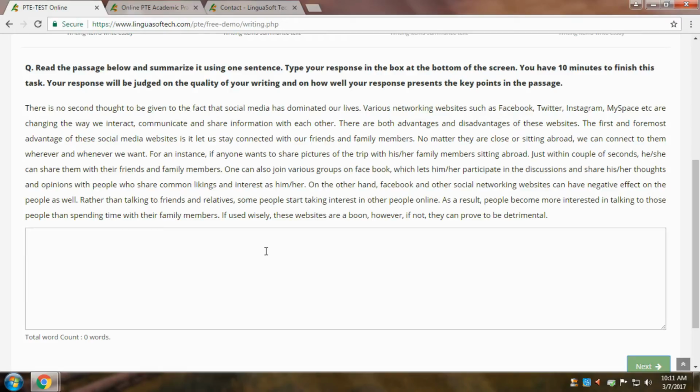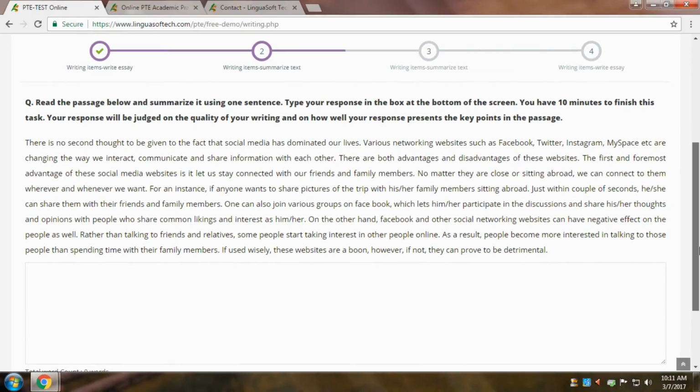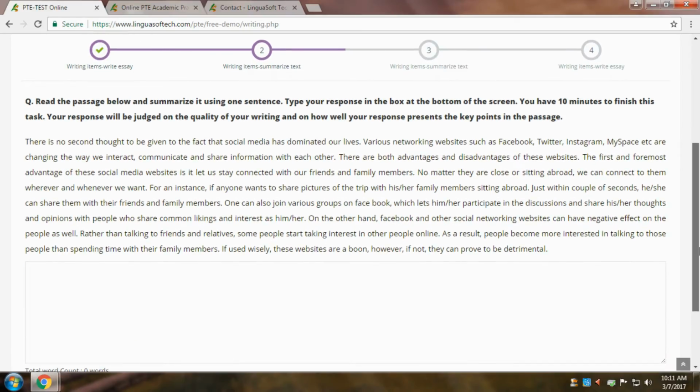And make sure while you are writing your summary, you are covering all the key points mentioned in the paragraph. And for a particular vocabulary, you are always free to use the synonym. So I advise you that for a vocabulary, you should go for the synonym because it will help you to fetch more marks. So these are the things which I suggest you to follow in PTE writing part 1.